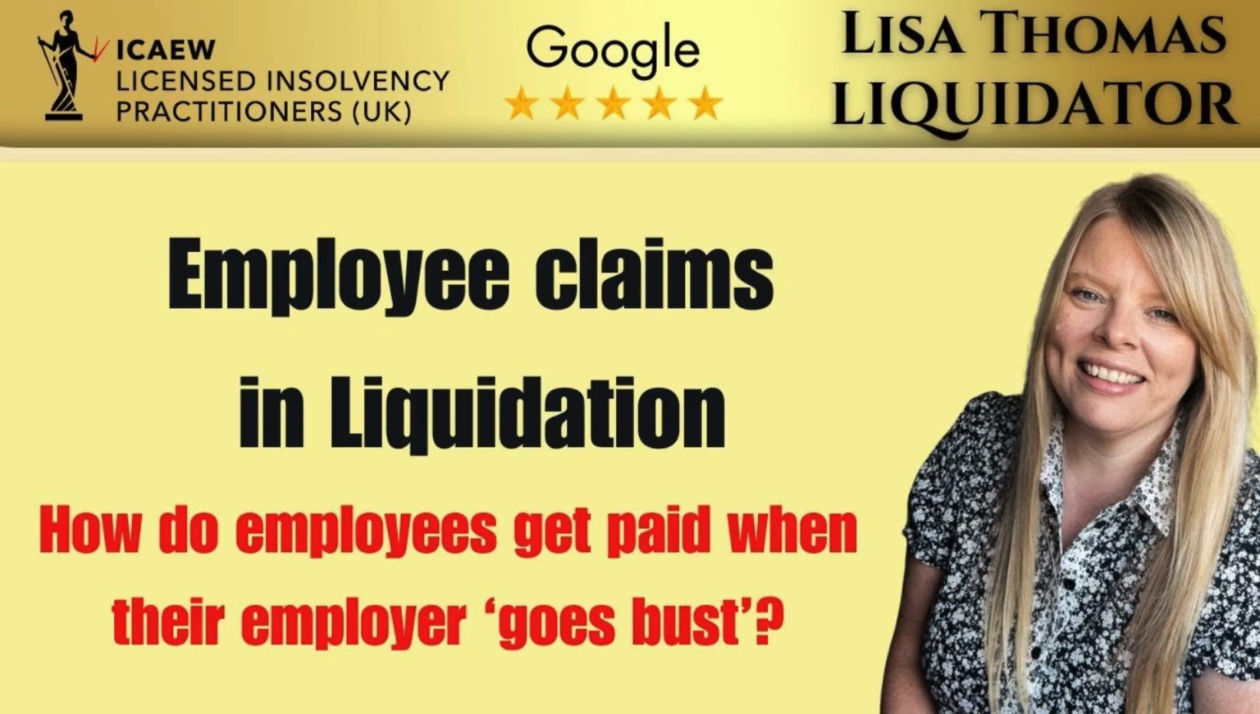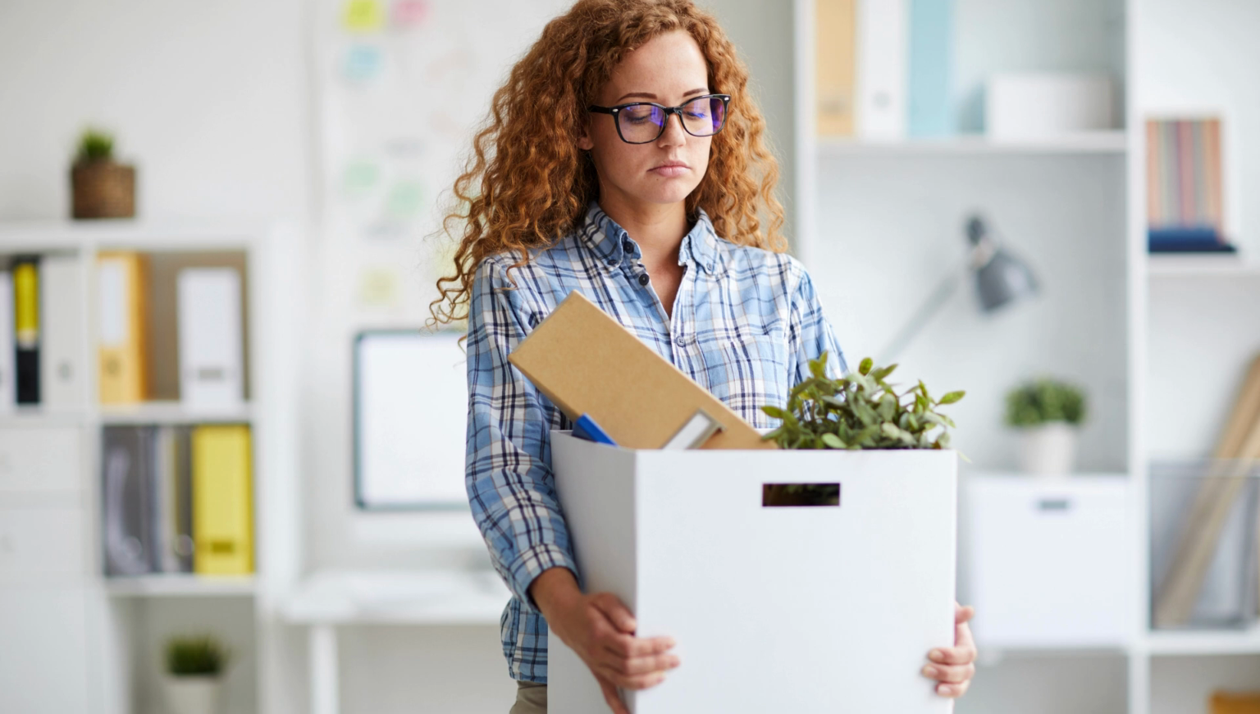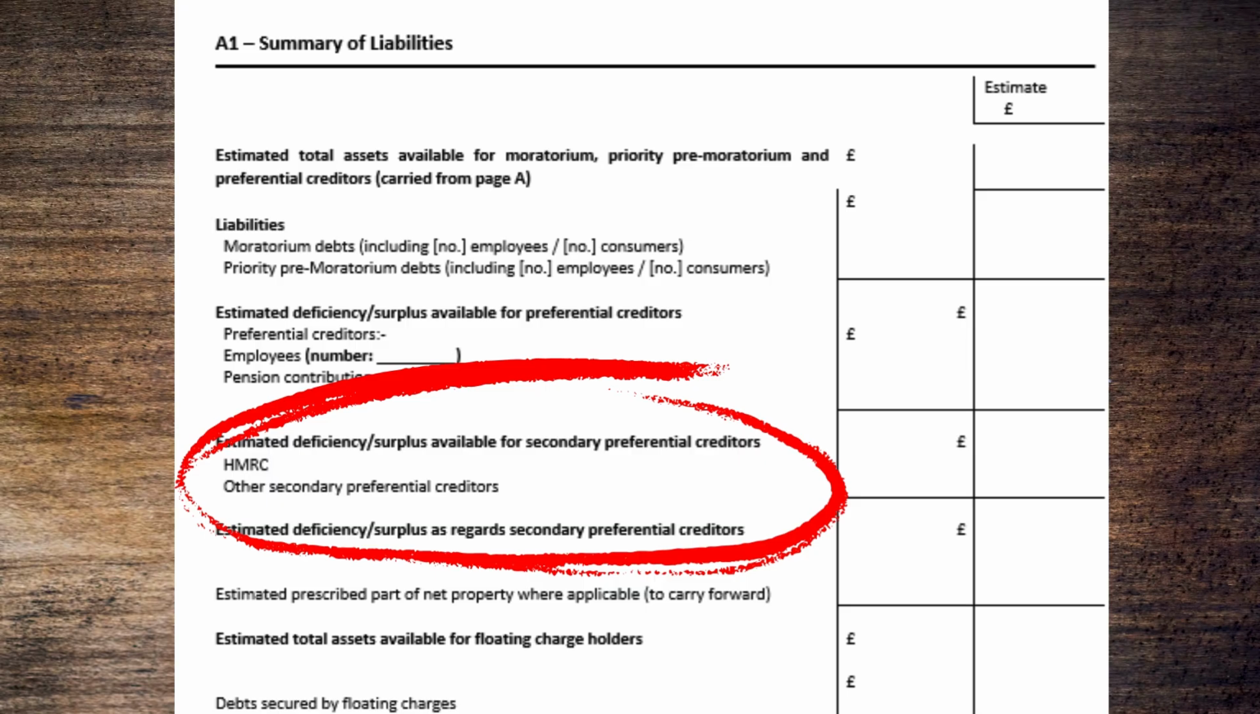Usually what happens is, see my other video on this, the Redundancy Payments Office will step in and pay the employees most, if not all, of the monies that they're owed by the company, and then they will step into their shoes and lodge a claim in the liquidation and split that out between primary preferential and unsecured. And then we've got your secondary preferential creditors, which is basically HM Revenue and Customs.